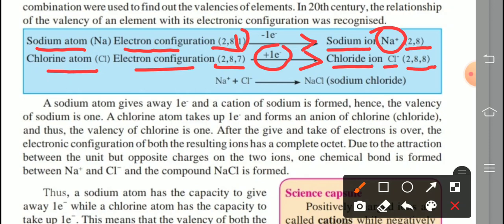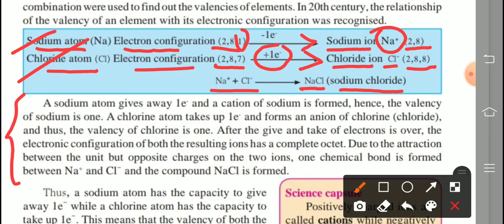So the sodium and chloride ions are oppositely charged ions. That's why attraction occurs between these two ions, and after attraction these two ions combine together to form NaCl, meaning sodium chloride is formed. How is sodium chloride formed? These two steps are given here and the remaining explanation in the next paragraph.